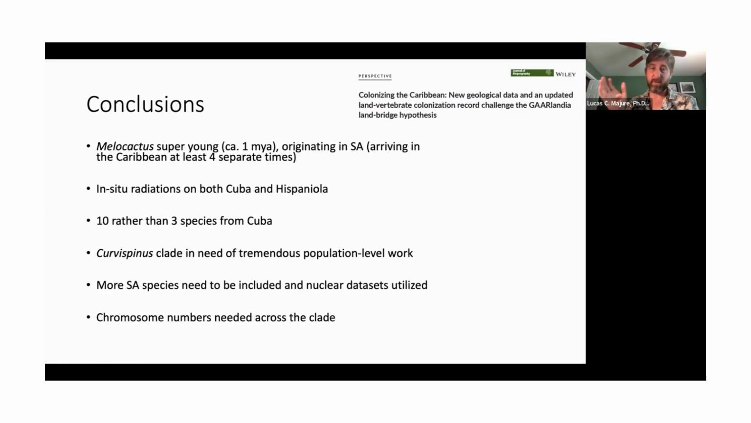The Curvispinus group is in tremendous need of population level work to really tease apart what's going on in this group. And to, like I said, do we call this all one species? Do we separate them out broadly into multiple species?